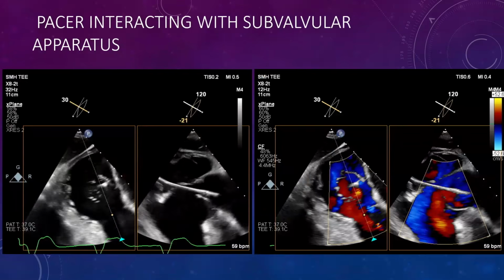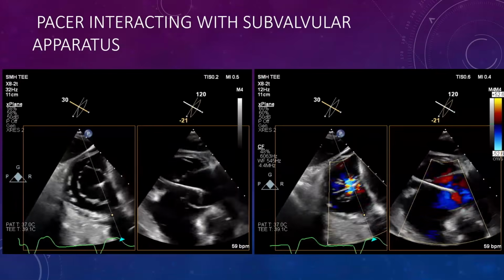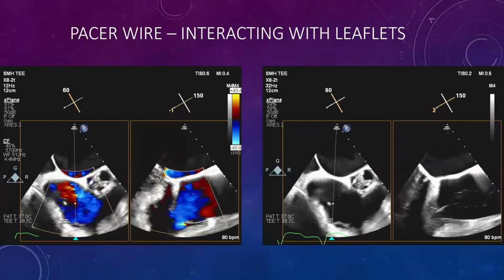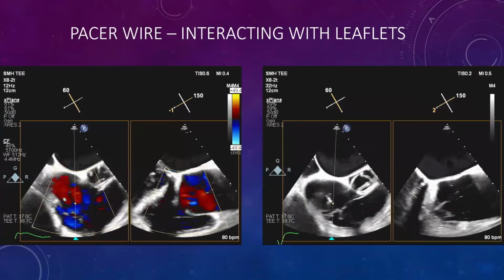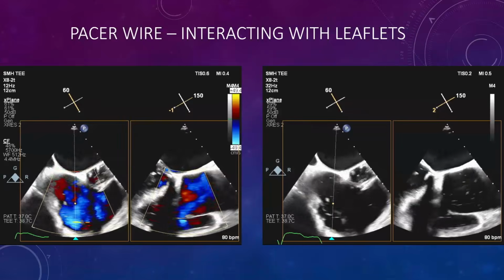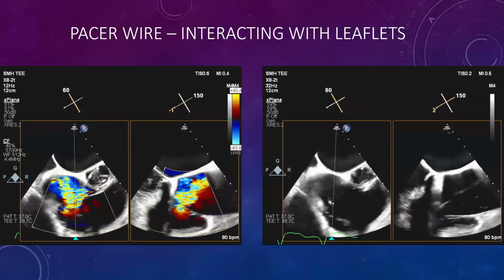So here, this is an example of the pacer that's interacting with the subvalvular apparatus. We looked at that one earlier. Another one here where it's interacting with the leaflets themselves. You can see there's quite a lot of color associated with that. Let people look at that for a moment.